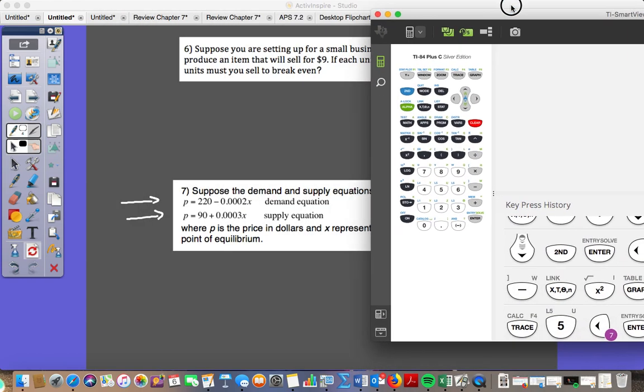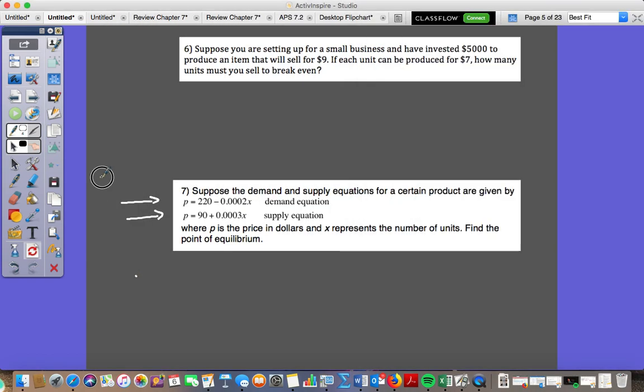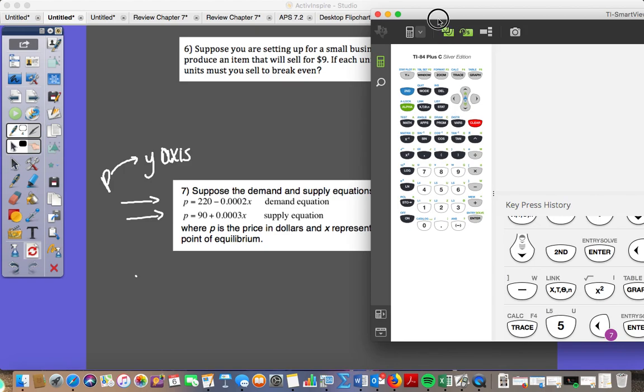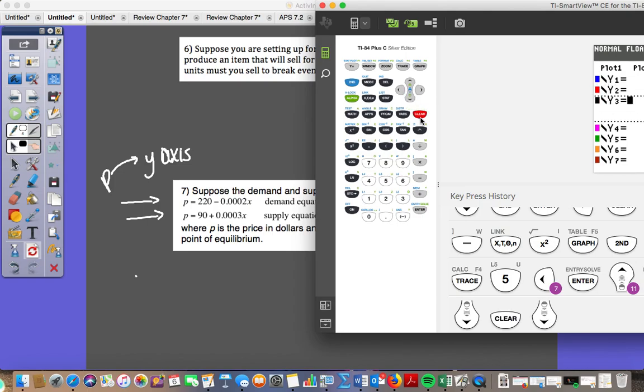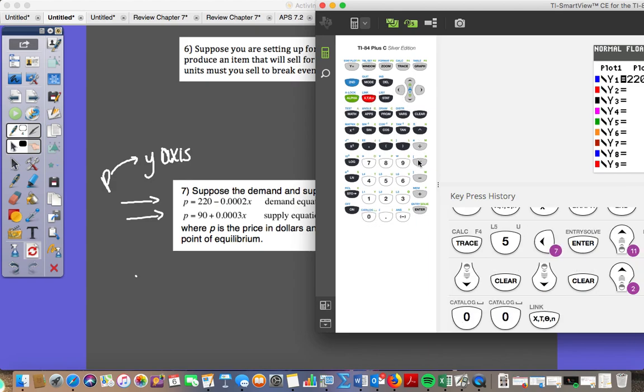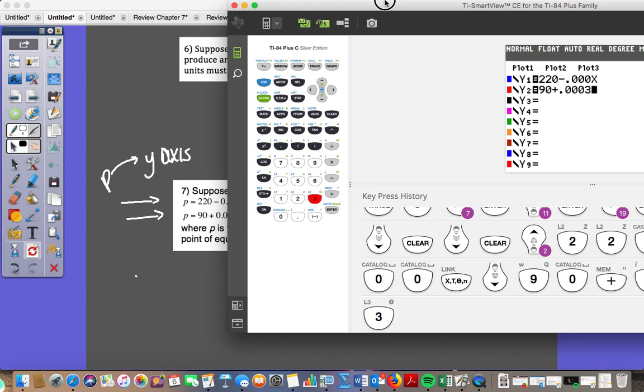Notice that we have supply and demand. Remember that in supply and demand, P is the same as the Y axis. So this is really Y equals this. So we're just going to plug in our equations of Y equals here. So we're going to come here. We'll clear all 3 of these. Okay. We'll go 220 minus. Make sure we get the 3 zeros there. So 0.000 x. And then 90 plus 0.0003. Okay. And then x.